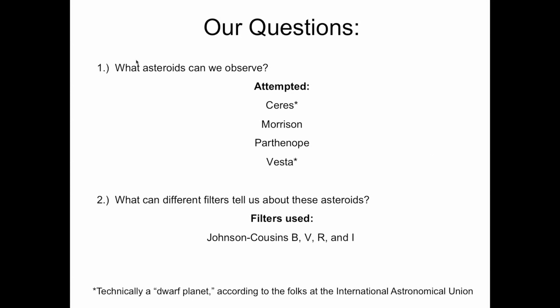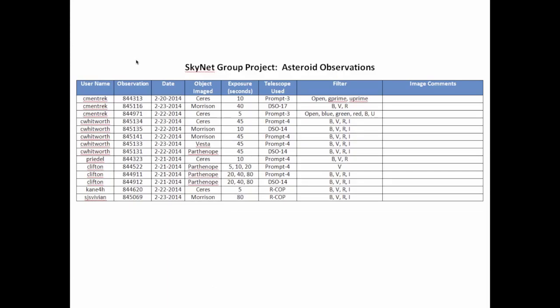So we first started out with Ceres and Vesta, which we found actually might be considered dwarf planets and not asteroids, but I just barely found this out actually from the presentation. And we also worked with Morrison and Parthenope. And the filters that we focused on primarily were the Johnson-Cousins B, V, R, and I filters.